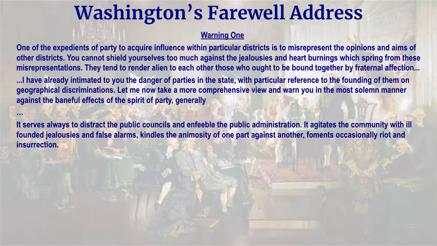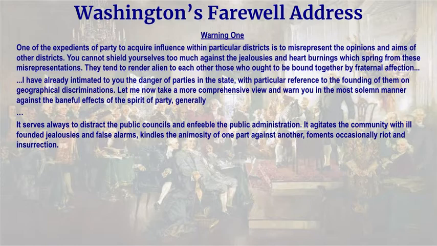His first warning, this is just a segment of it here, of his farewell address. It says, quote, "One of the expedients of parties to acquire influence within particular districts is to misrepresent the opinions and aims of other districts."